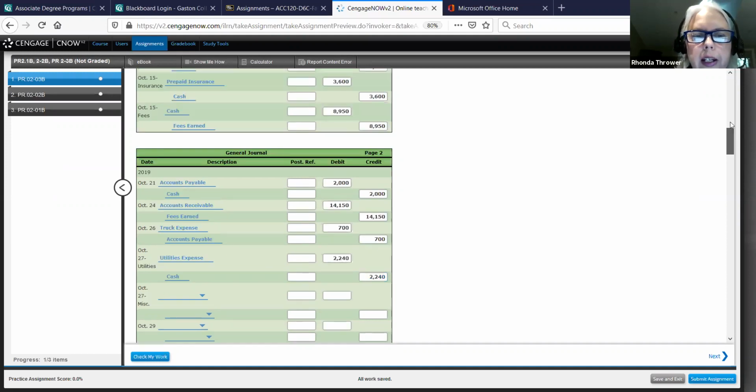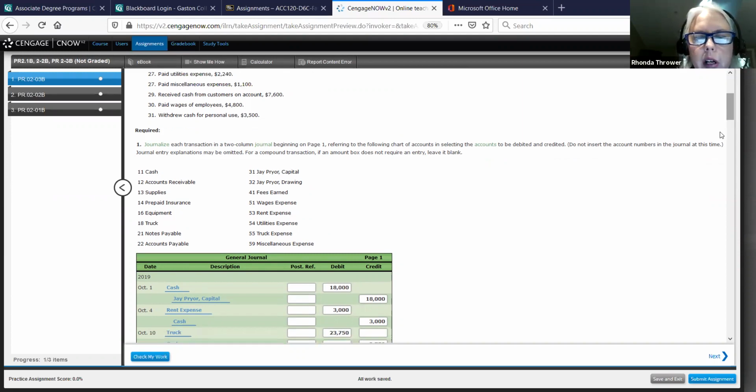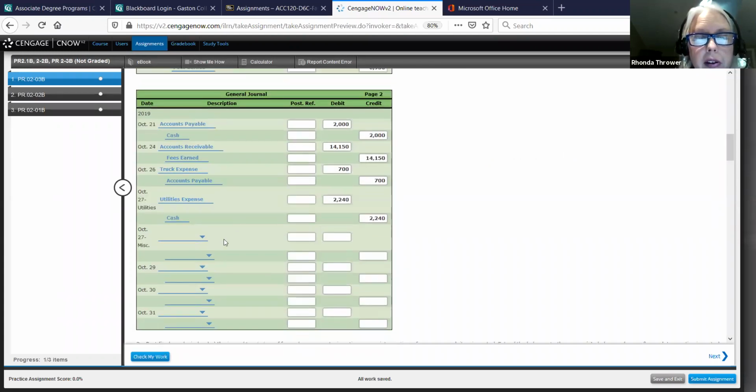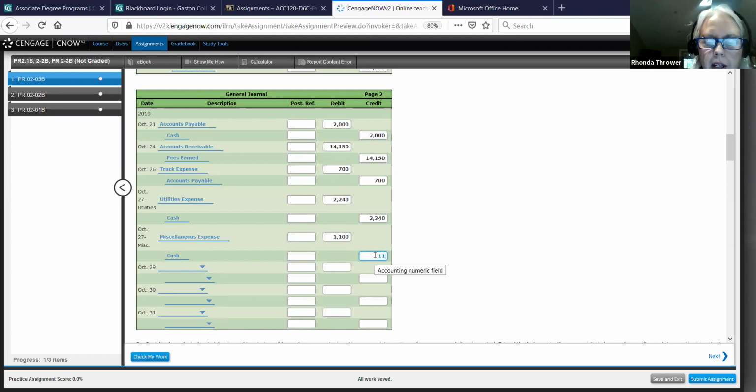On the second October 27th entry, it says that we paid miscellaneous expense this time of $1,100. So this time it is a debit to miscellaneous expense for $1,100 because our expenses are increasing. On the debit side, we'll credit our cash. Our cash is an asset and it's decreasing on the credit side.